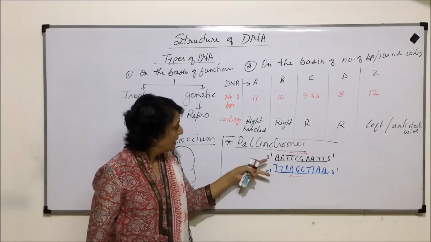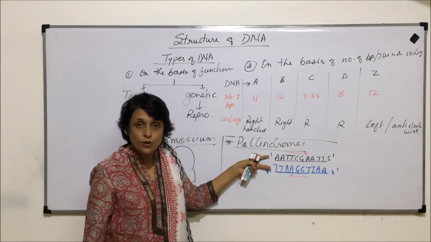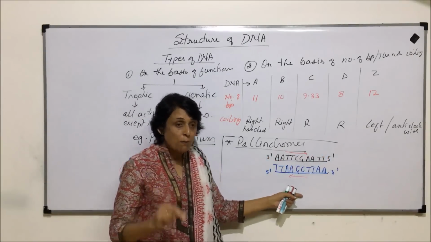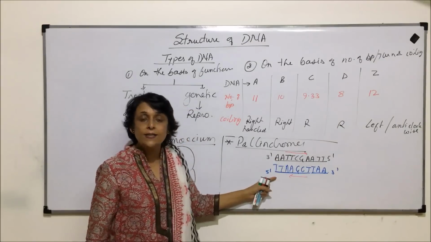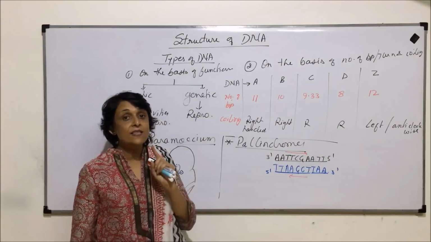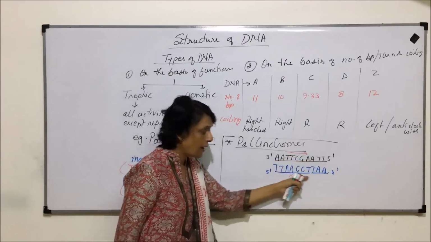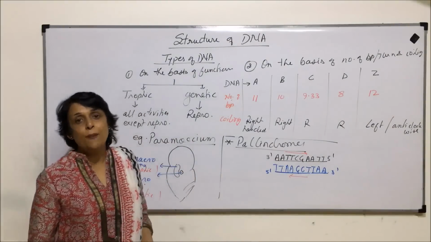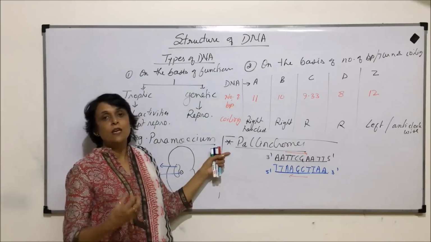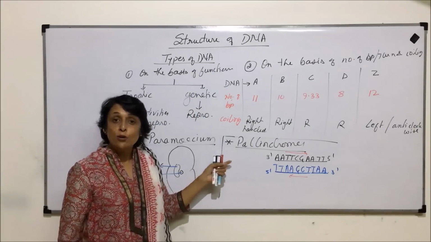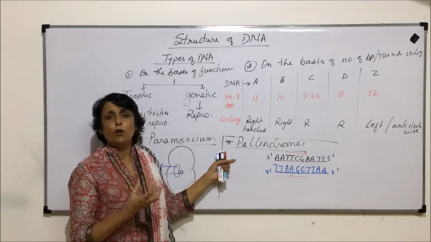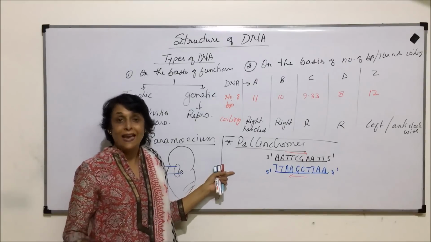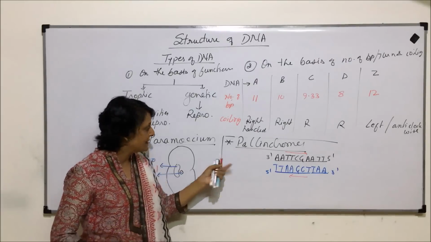So now let us see the definition. Palindromes are segments of DNA in which the nitrogen base sequence is the same on both the strands when they are read in the same direction. If we read it, the sequence is the same, then that is known as a palindrome. These palindromes are very useful when we talk of biotech, because when we want to transfer the insert into the host, these palindromic sequences help us, giving those blunt or sticky ends.